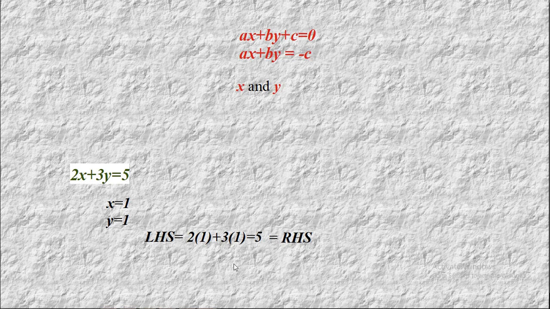So we can say that x equal to 1 and y equal to 1 is the solution for this equation 2x plus 3y equal to 5.